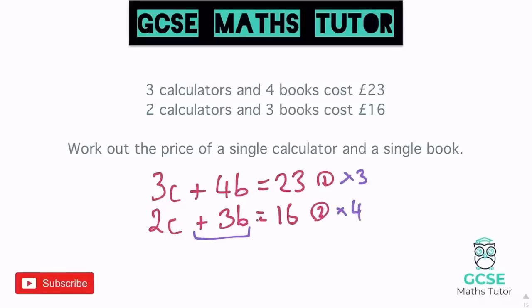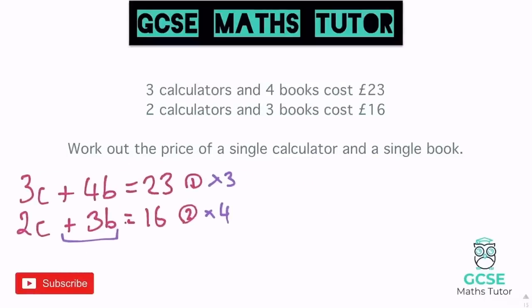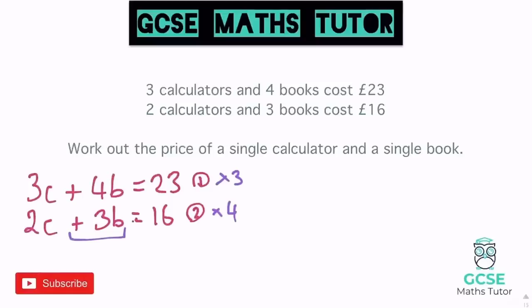So if we actually work that out, let's have a look. Timesing the top one by 3, we get 9C plus 12B, and 23 times 3 is 69. Onto the one below, timesing them by 4, we have 8C plus 12B, and 16 times 4 is 64. Okay, so looking at these symbols, the signs are the same, they're both a plus, so the way to eliminate this 12B is to subtract these away from each other.